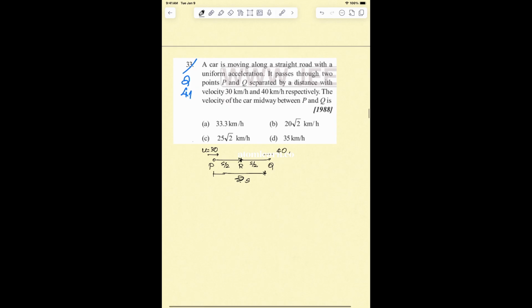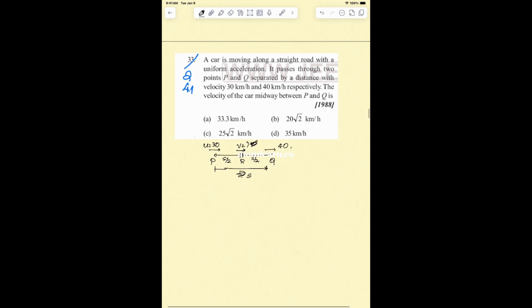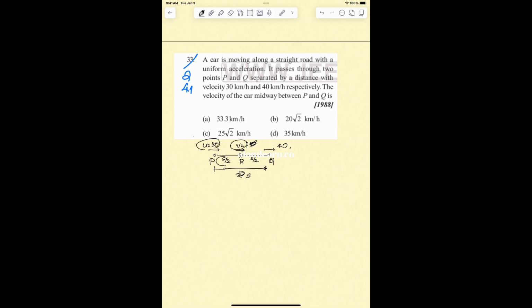Now, what is the velocity here midway? V is unknown. We have to find it out. Then we'll just use the equation. The equations used involve U, V, S, and of course A has to be common because they are saying it is with a uniform acceleration. Therefore, A is common, A is here, A is also the same here. Again it is nothing but the same equation, V squared equal to U squared plus 2AS.